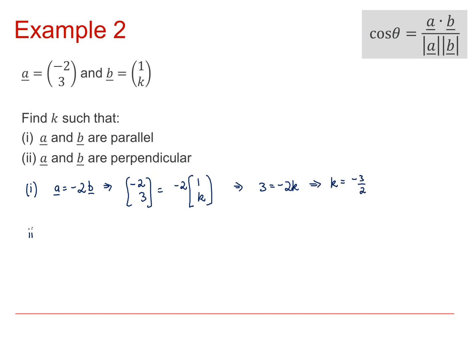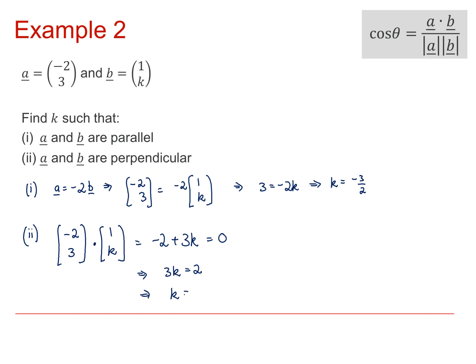If we want A and B to be perpendicular to each other, we need the dot product to be 0. So (-2, 3) dot (1, k) is equal to minus 2 plus 3k, and we need that to be equal to 0. That means that 3k must be equal to 2 and k must be 2/3.